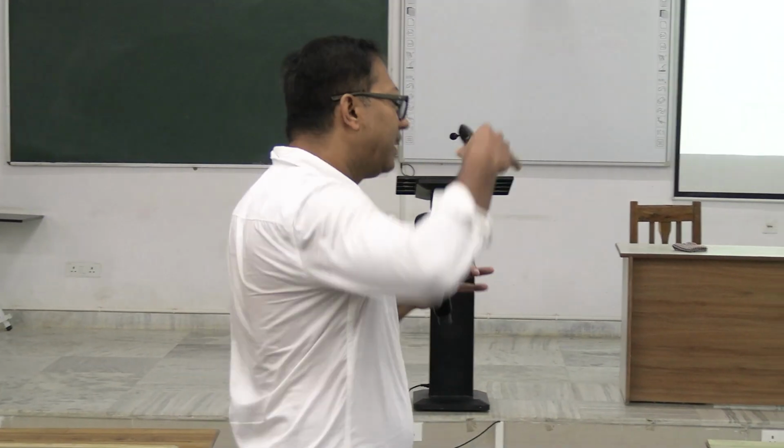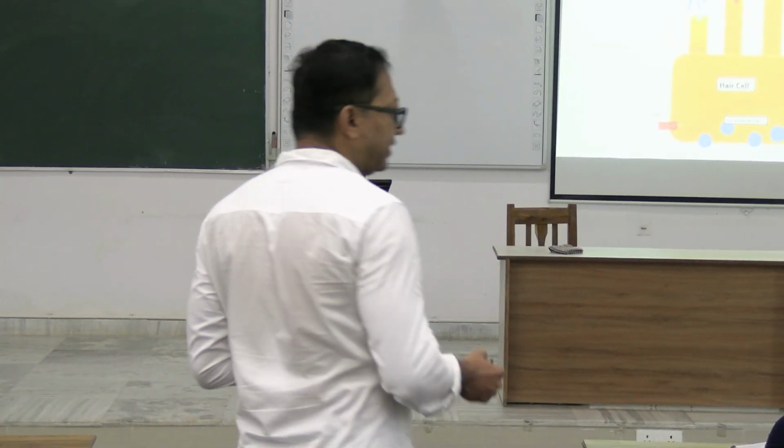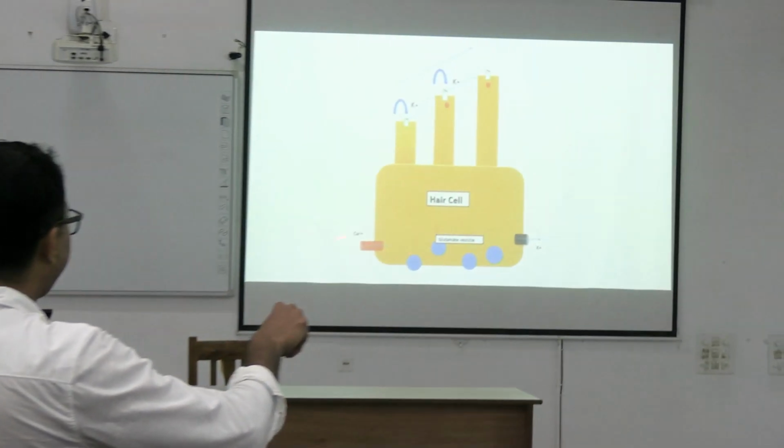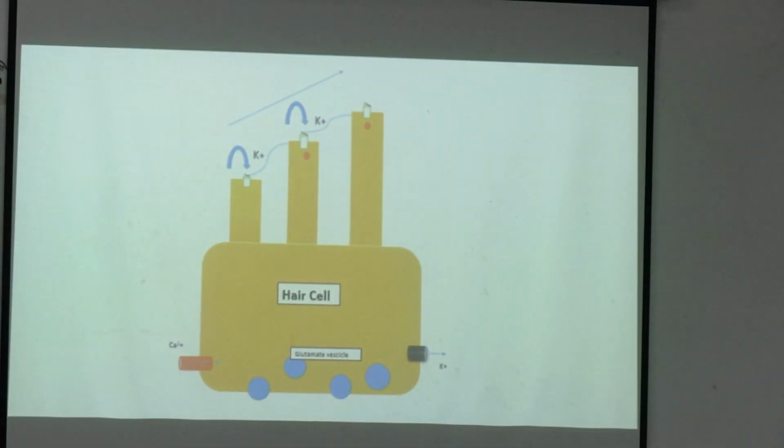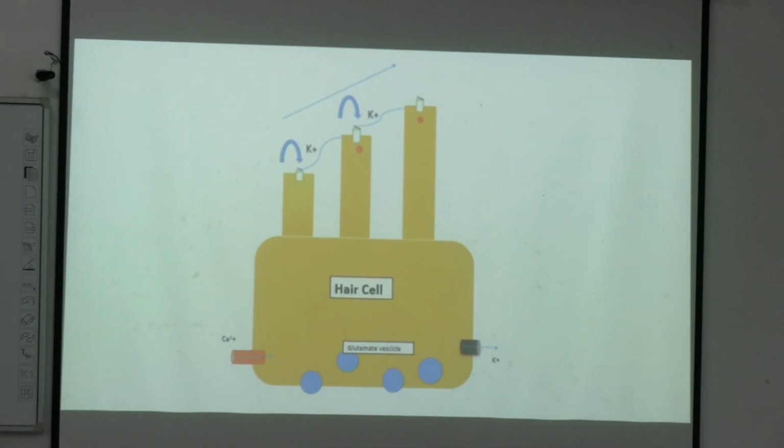In case of inner hair cell, due to this depolarization, calcium enters into the cell, and there is exocytosis of vesicles containing glutamate. And you know glutamate is a neurotransmitter. Inner hair cells are connected to the cochlear nerve, and there is generation of action potential in the cochlear nerve, right?